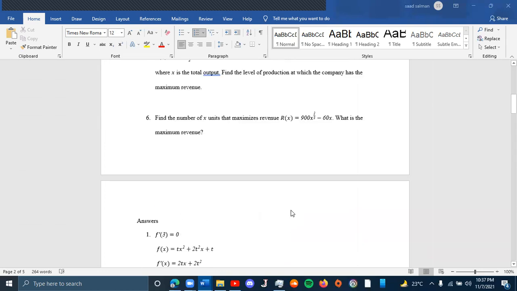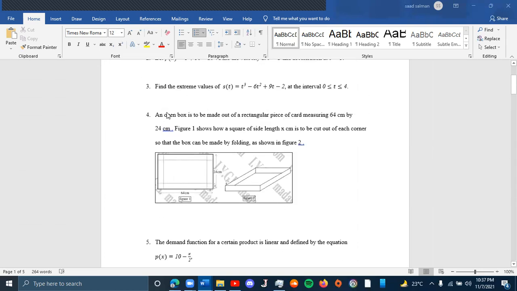Now we'll move on to question number 4, which is: an open box is to be made out of a rectangular piece of card measuring 64 centimeters by 24 centimeters. Figure 1 shows how a square of side length x centimeters is to be cut out of each corner so that the box can be made by folding, as shown in figure 2.